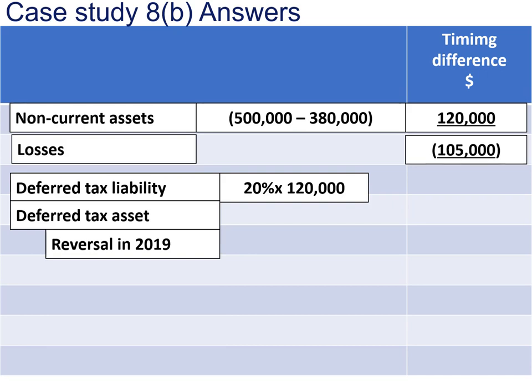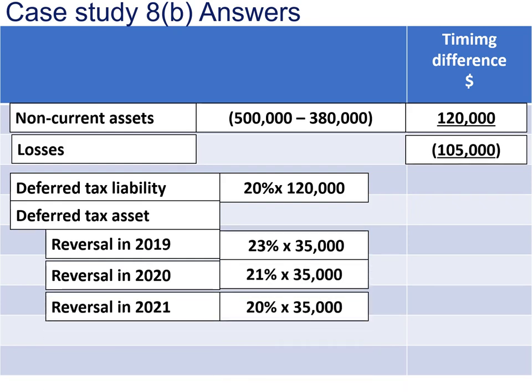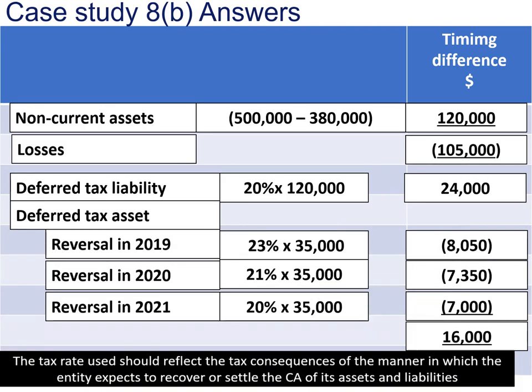For our deferred tax asset, it's reversing over 3 years. So we use the tax rates that are applicable to each of those years, because remember we said it's reversing over a 3-year period. So we use 23%, 21%, and 20%. So our liability is 24,000, and those are our various asset amounts over the working split over the next 3 years, and therefore we end up with a net liability of 16,000.